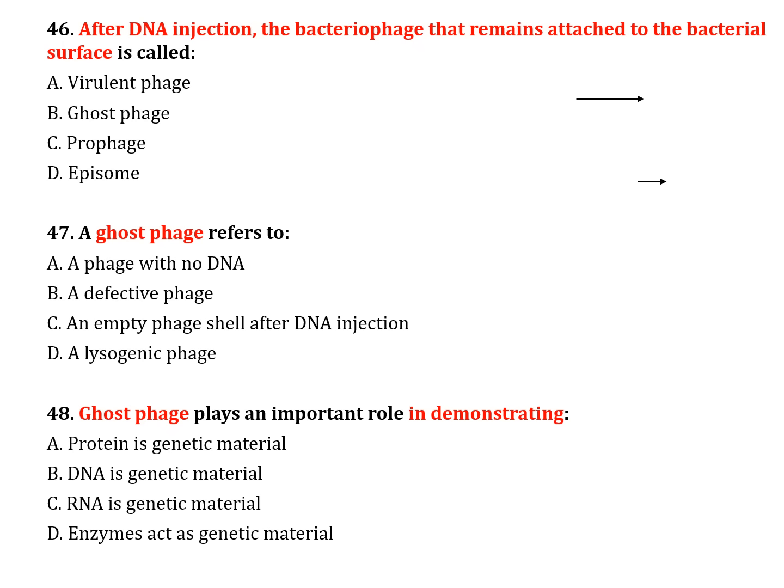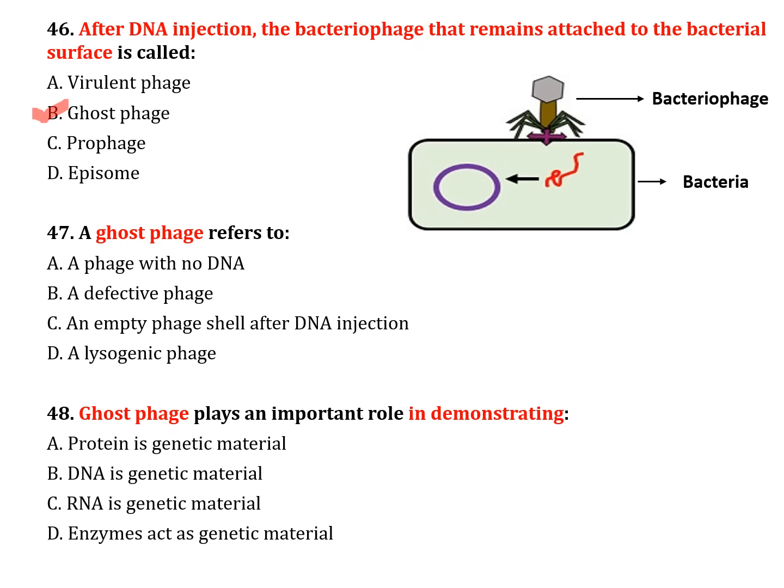The next question, number 46. After DNA injection, the bacteriophage that remains attached to the bacterial surface is called option A, virulent phage, option B, ghost phage, option C, prophage, option D, episome. Correct answer is option B, ghost phage. After DNA injection, the bacteriophage that remains attached to the bacterial surface is called ghost phage. In this bacteriophage, there is no DNA inside the head. This is called ghost phage.